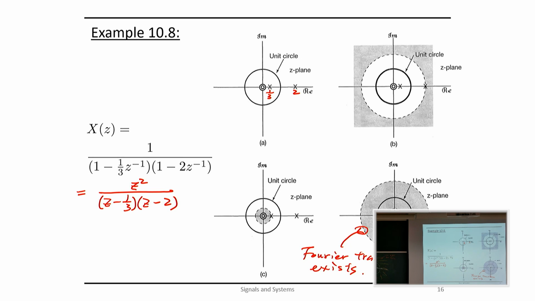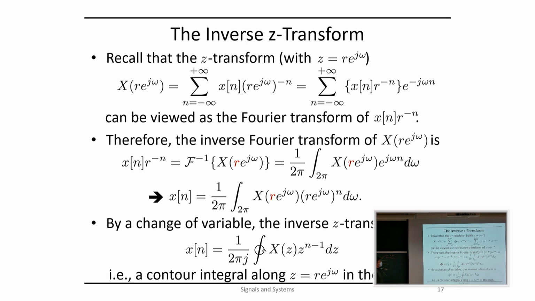So this is the inverse Z transform. Following the same logic as we did in the continuous time case, we can obtain the inverse Z transform. So I had typos in the notes. There should be an R in these places.